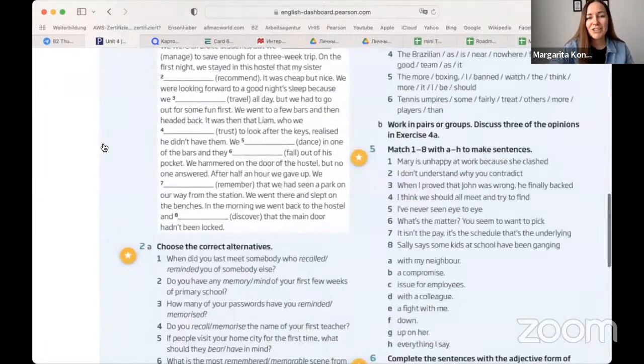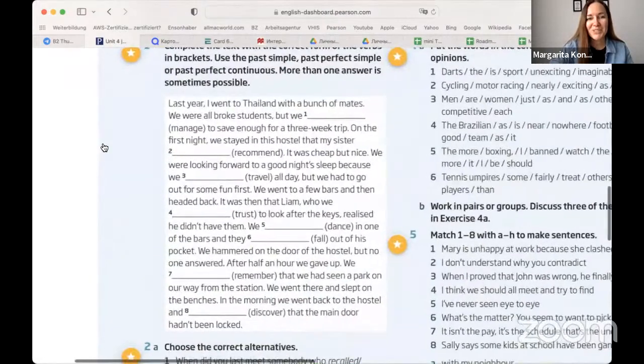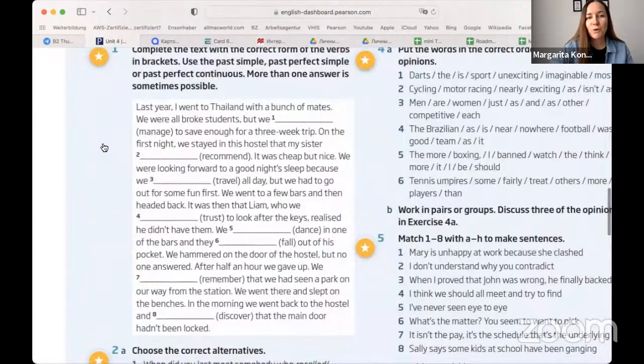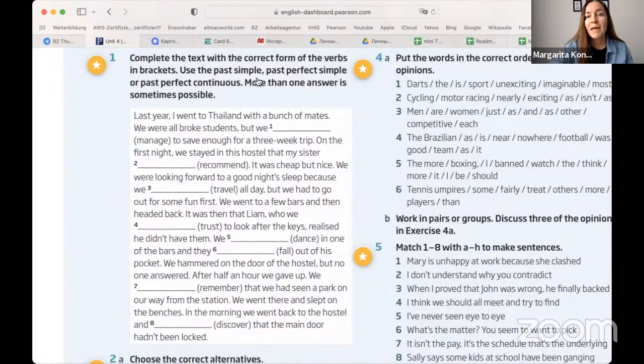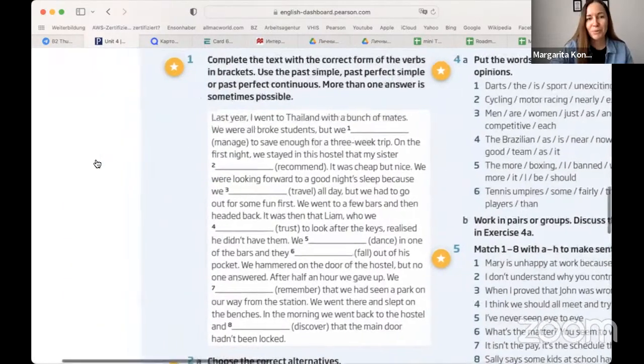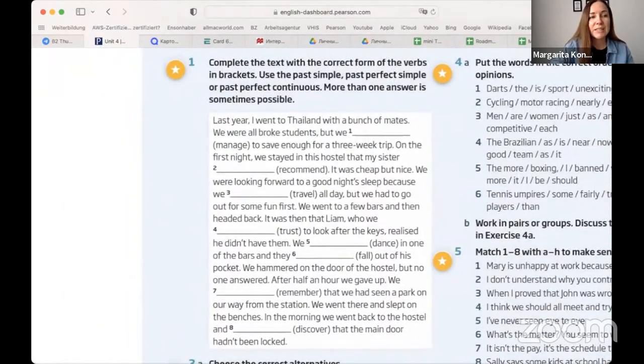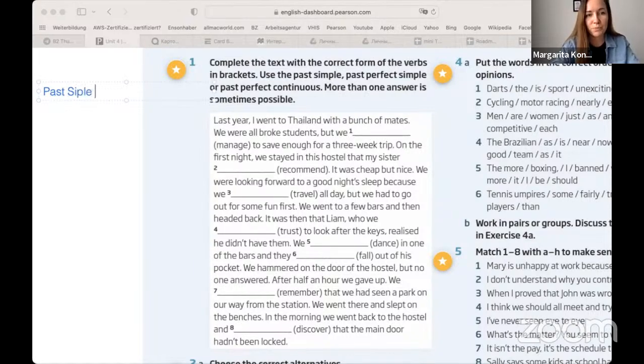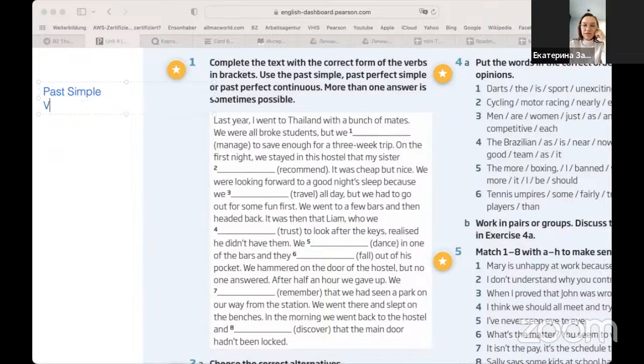And we are going to start with some grammar today, and we'll focus on past simple, past perfect, past perfect continuous. So all the past forms. First, Yekaterina, let's try to remember how we form them. So if it is past simple, how do you form it? The verb with ed, or the second form.